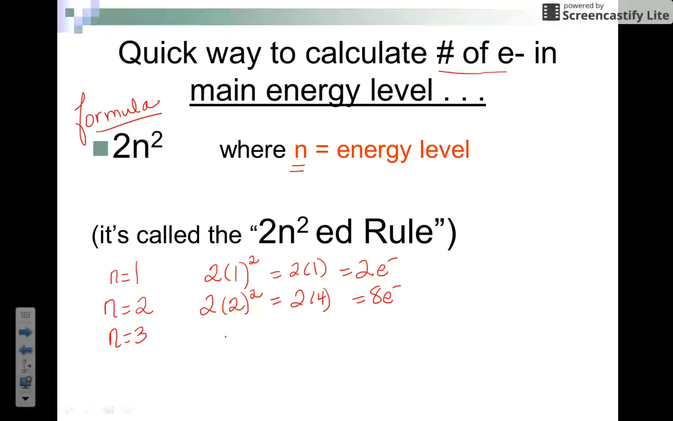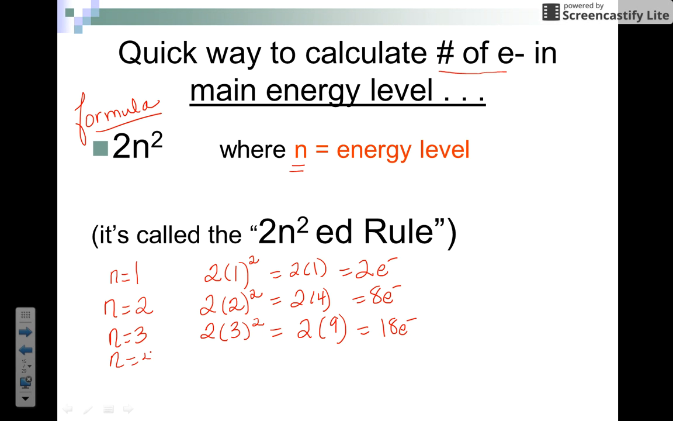Third energy level. Now this is one way we know that the d orbitals, the d electrons, come in the third energy level. You put it into the 2n squared rule, 2 times 3 squared. That's going to give you 2 times 9, which is 18. Now remember, in the third energy level, you have the S, the P, and the D block. The D block comes in the third energy level, which are 10 of these electrons that we see here.